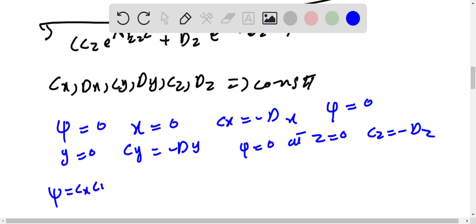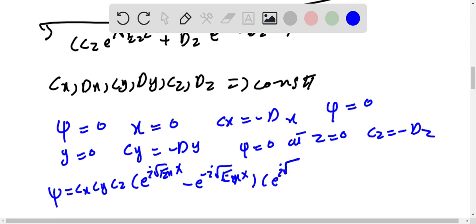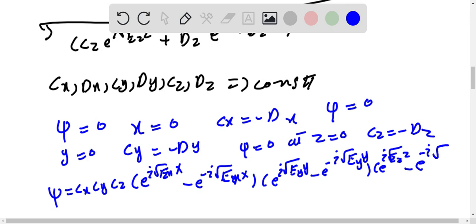psi is equal to Cx Cy Cz, and this is e power iota square root Ex times x minus e power minus iota square root Ex times x, and this is e power iota square root Ey times y minus e power minus iota square root Ey times y, right? And this is times e power iota square root Ez times z minus e power minus iota square root Ez times z, right?